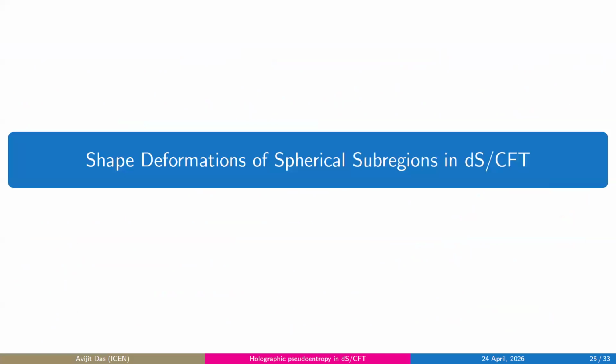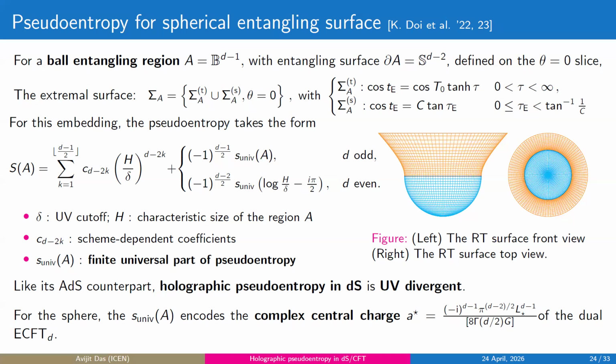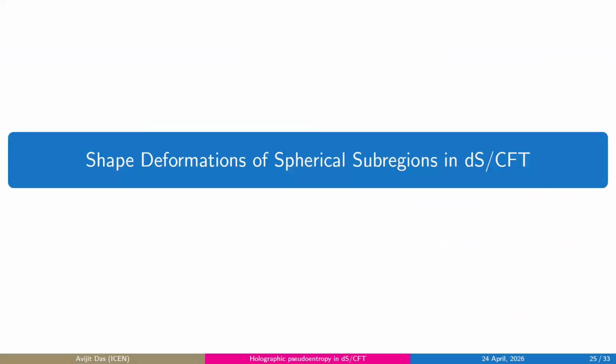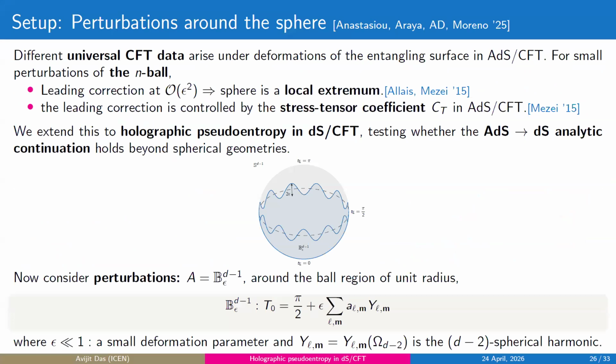Now what we want to do is shape deformation of the spherical region. Why is it important? Because in AdS/CFT, when you do shape deformation, you get some universal information of your d-dimensional CFT. For an n-ball, a ball of nth dimension, the leading order correction to the shape deformation is order epsilon squared. That means that the sphere or the ball is a local minimum or local extremum. This is given by the Mezei formula.